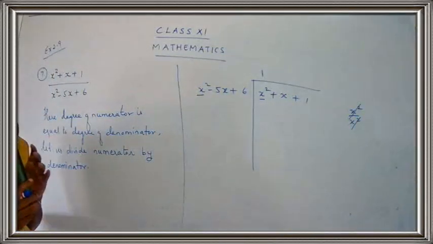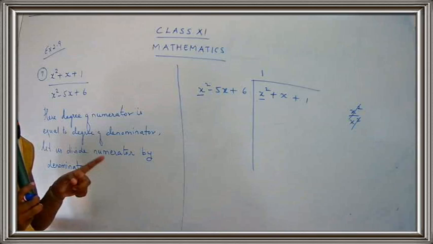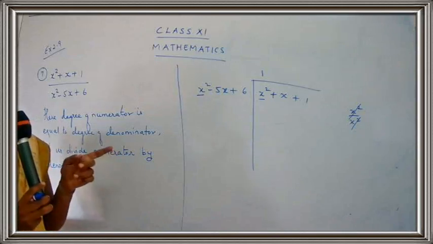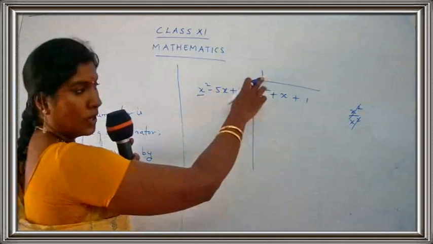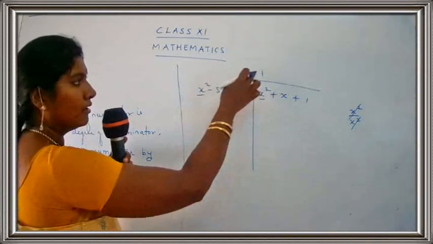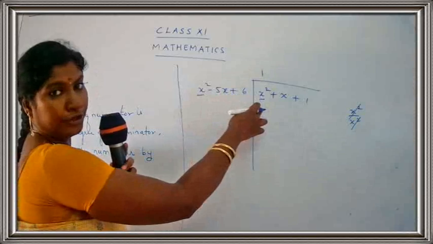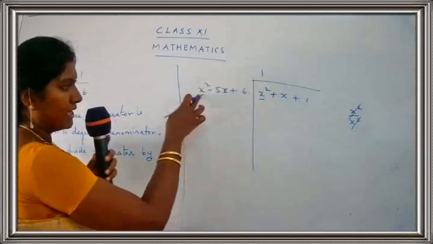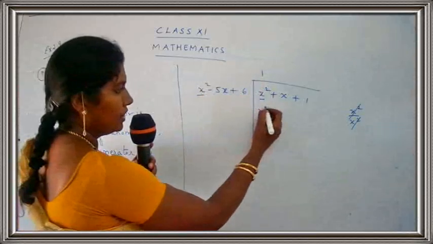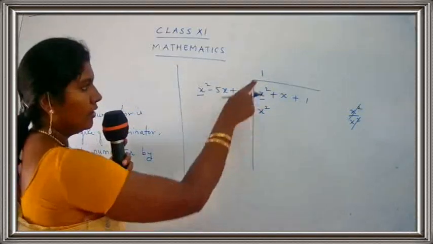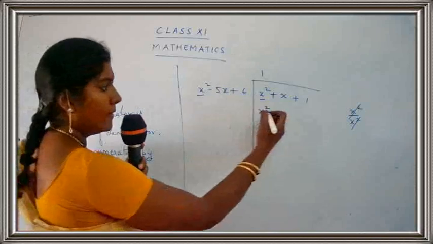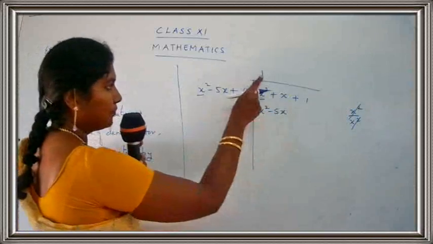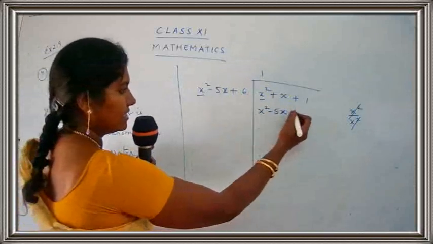So what is the first step? I am just going to take the first term of the numerator and the first term of the denominator and I am going to divide it. So x square upon x square, I get the answer as 1. Now you are going to multiply 1 to all the terms. So 1 into x square, 1 into x square, 1 into minus 5x. What is 1 into minus 5x? Minus 5x. 1 into 6, 6.